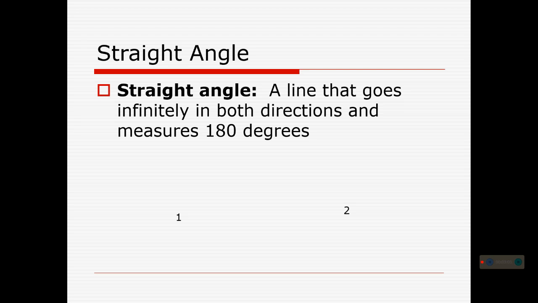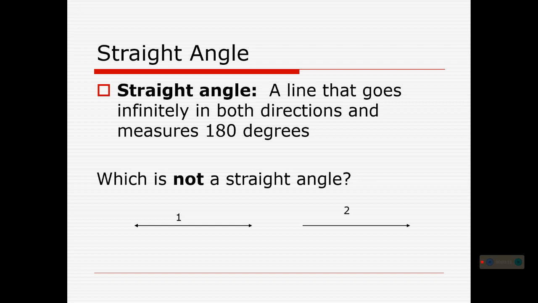Okay? And for the last type of angle, we have the straight angle, a line that goes infinitely in both directions and measures 180 degrees. Okay? So, which is not a straight angle? Again, which is not a straight angle? That's correct. We have number 2 because number 2 is just a ray. It only goes in one direction. Okay? So, the example of a straight angle is figure 1.